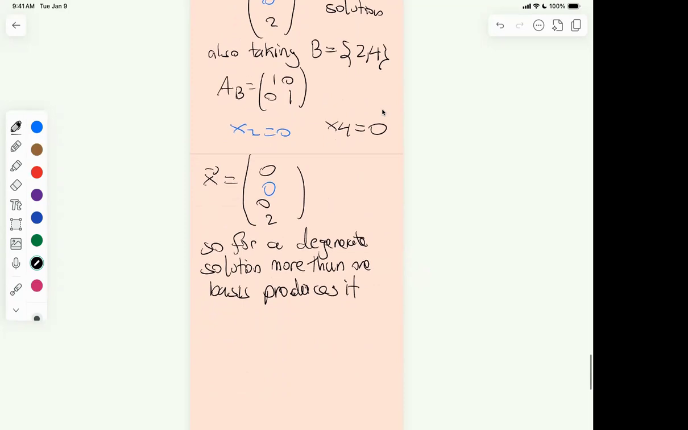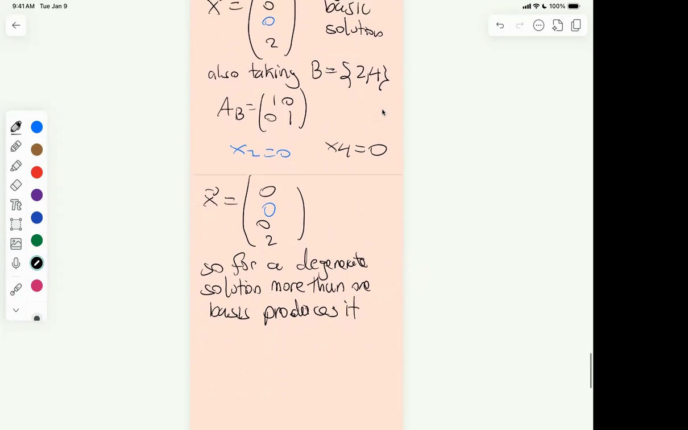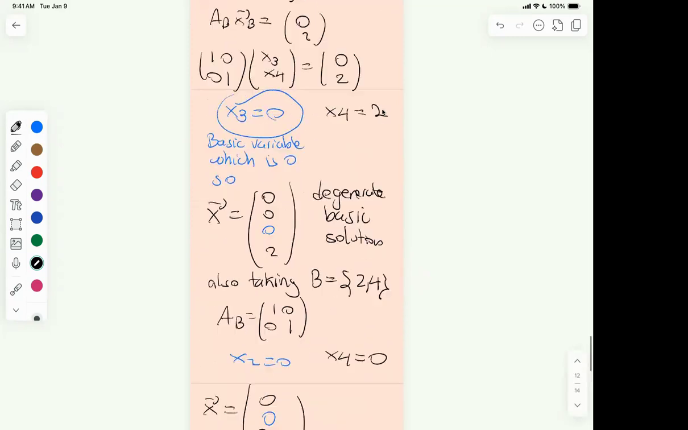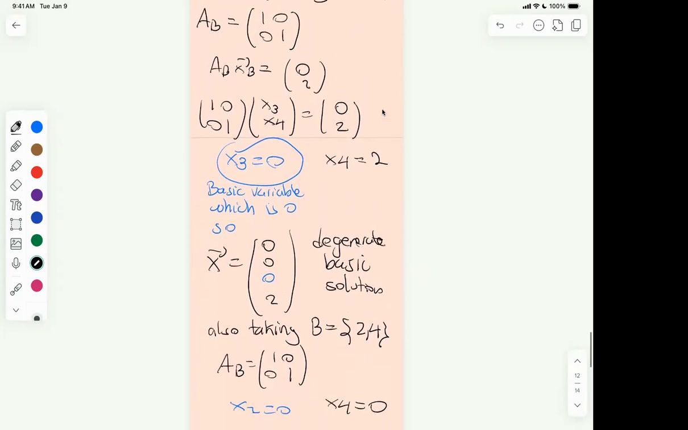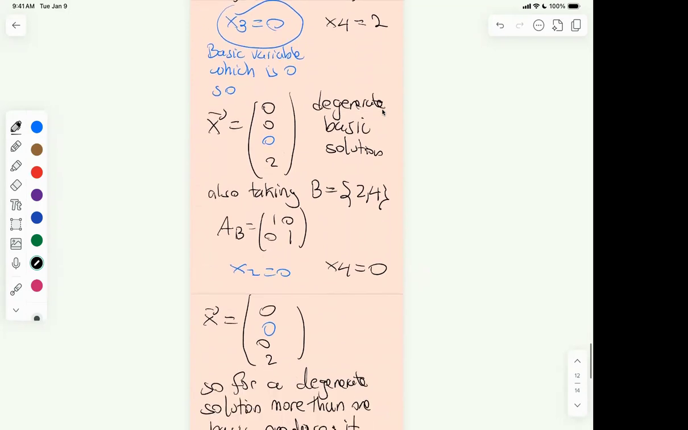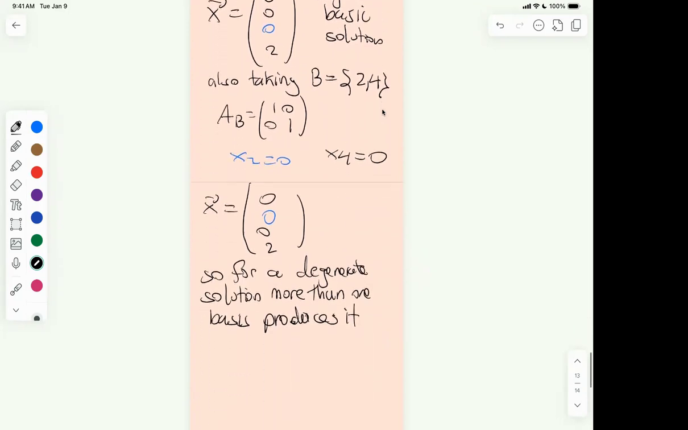Okay, does that make sense? The original basis, the basis I started with, which was 3, 4, gave me that vector 0, 0, 2, but this other basis 2, 4 gave me the same vector 0, 0, 2. So that same vector 0, 0, 2 can be obtained in more than one way.